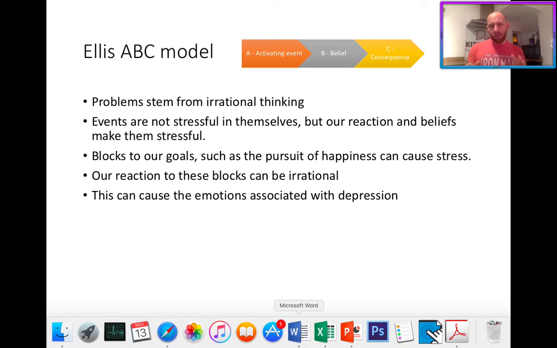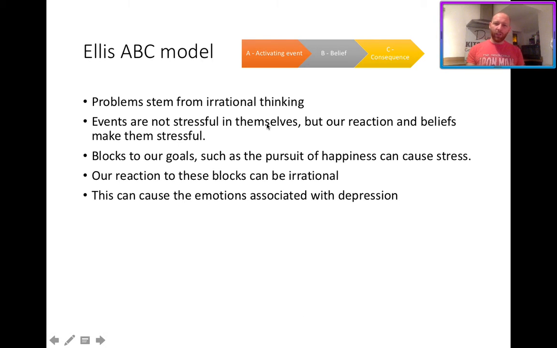So Ellis argues that events are not necessarily stressful in themselves. So if you suffer a setback at work or someone says something mean to you, that is not the cause of stress. The cause of stress is our belief about that activating event and the consequences from it.